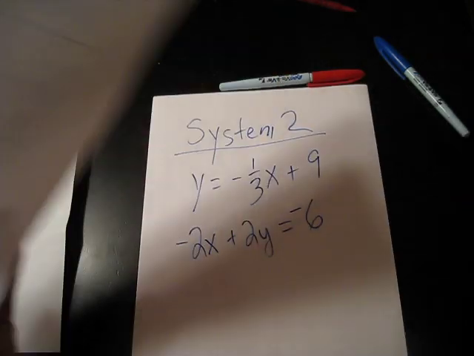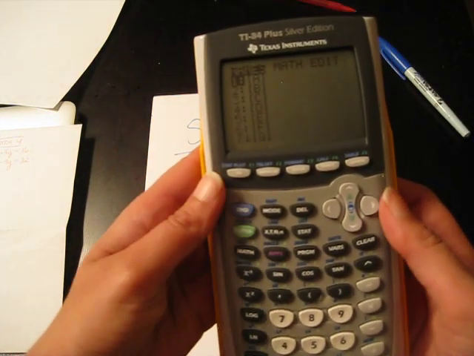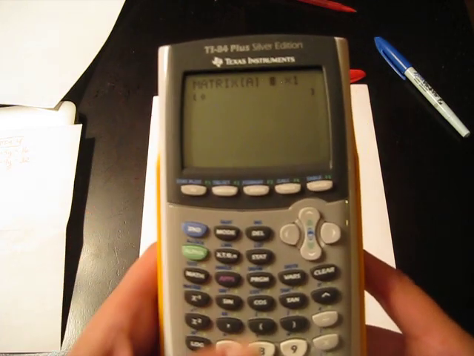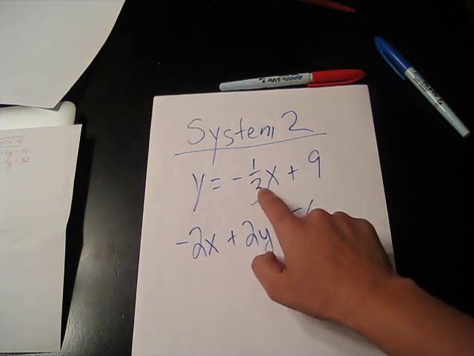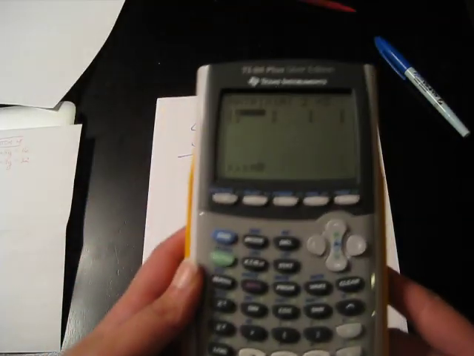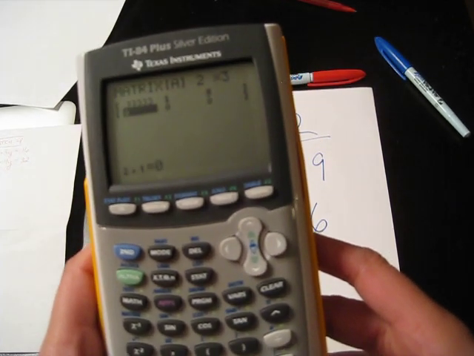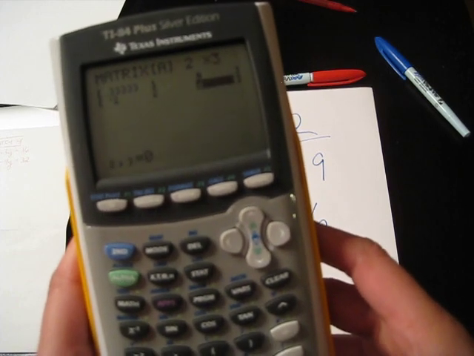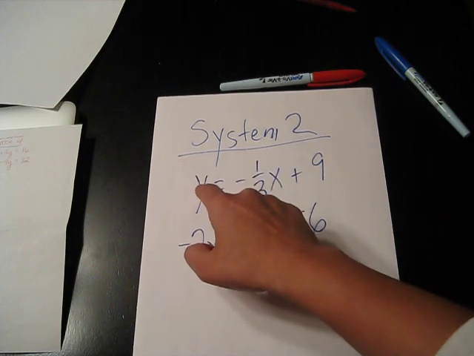Let's try another one. We have a system y equals negative 1/3 x plus 9 and negative 2x plus 2y equals negative 6. We have one small problem there, and that is that it's not currently in the row column matrix form. So when I go back to this matrix and I edit this first matrix again, I'm going to put a 2 by 3, but notice how I have y equals negative 1/3 x. I'm going to pull that negative 1/3 to the other side, so it's going to be positive 1/3 x plus 1y equals 9. And then negative 2, 2, and negative 6. So basically, I'm rewriting this equation right here, 1/3 x plus y equals 9.